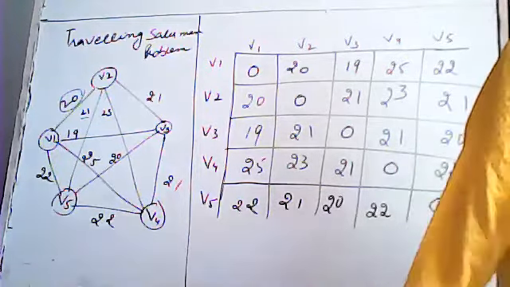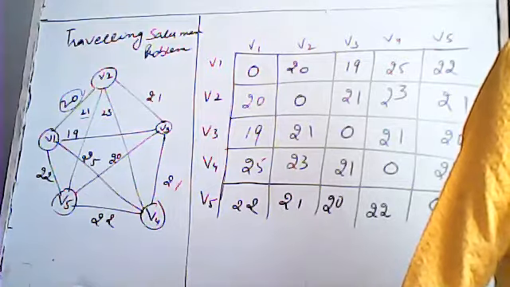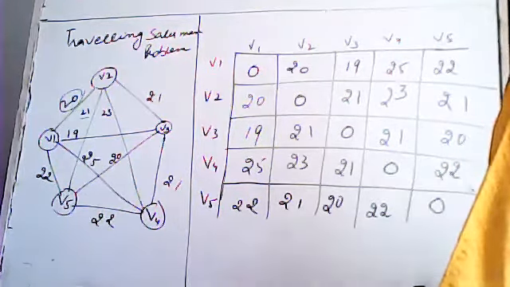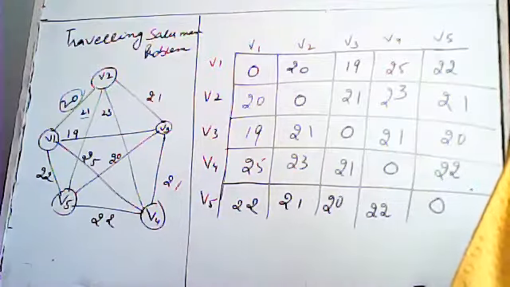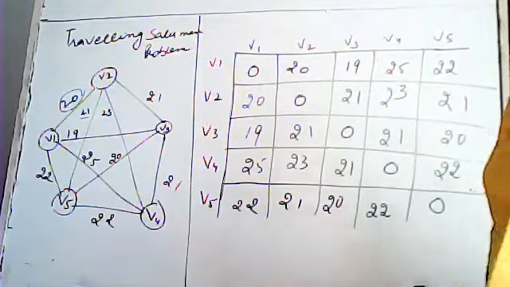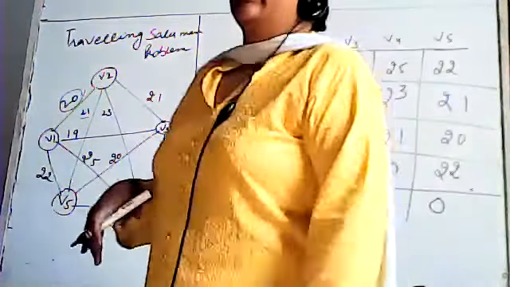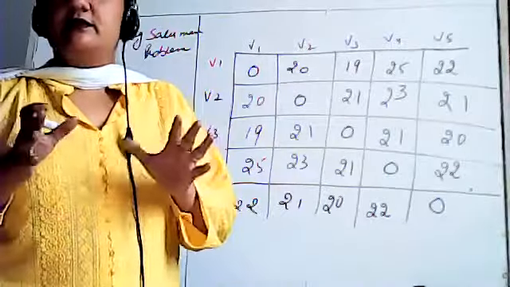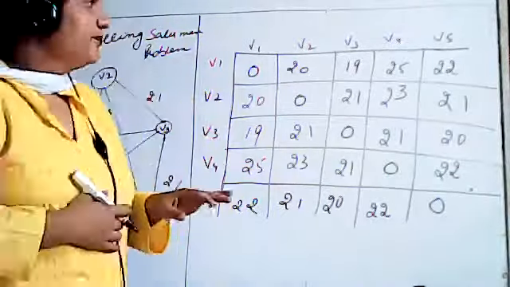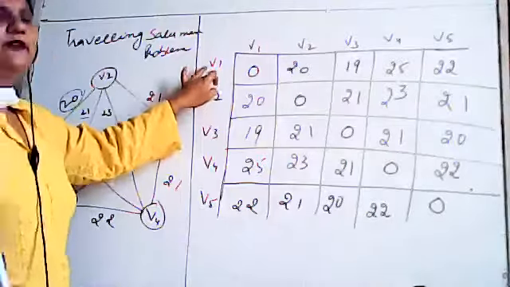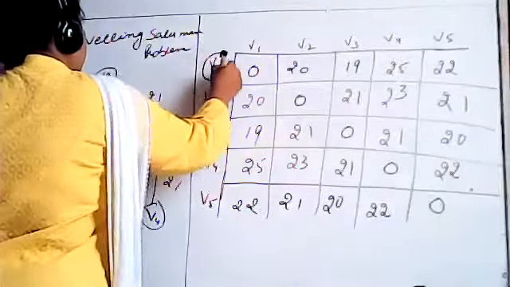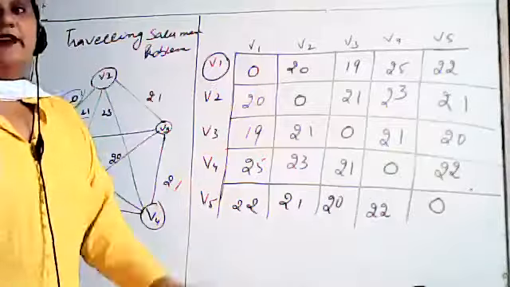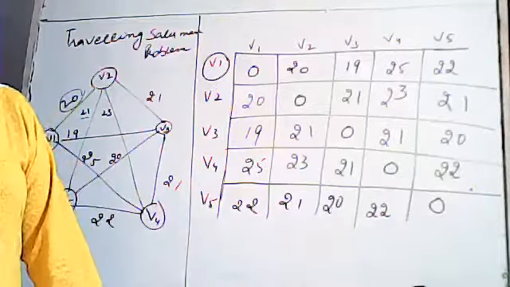I'm just cross-checking whether everything is right. Okay. Now, the technique, you should listen very carefully. It is slightly different from Prim's. We have to start with the first vertex, that is V1. See the smallest value. Which is the smallest value in the V1 row?